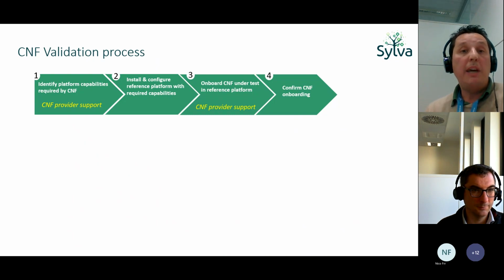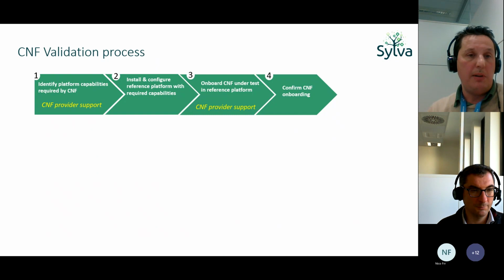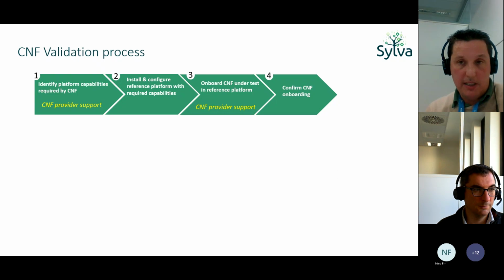The second part is, once the code has been deployed on some hardware and we have a reference platform, making the Sylva platform incorporate the CNIs that are required, which integrate the capabilities we have identified as required by the CNF or the application. Then we perform the onboarding and confirm that the network function is properly deployed. So we confirm that the network function has all the pods active, the number of pods that it needs, with the names that are needed, or whatever.